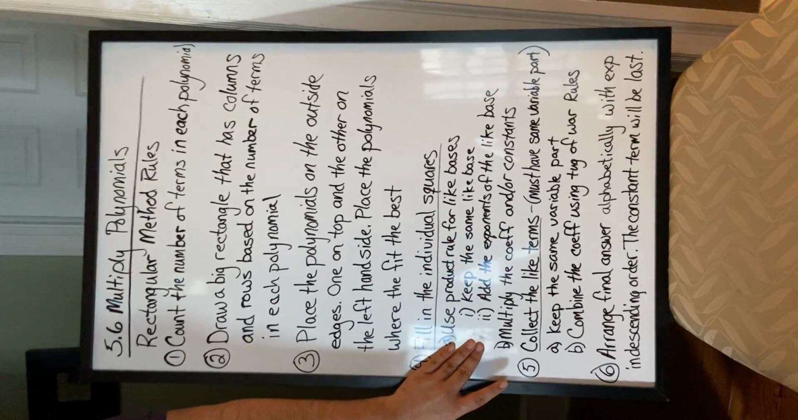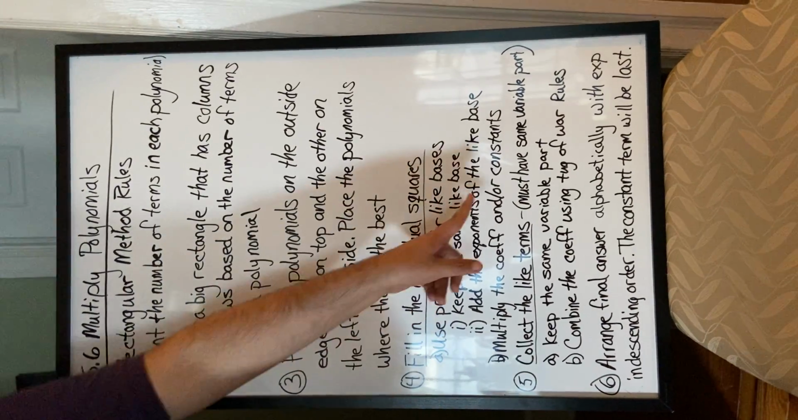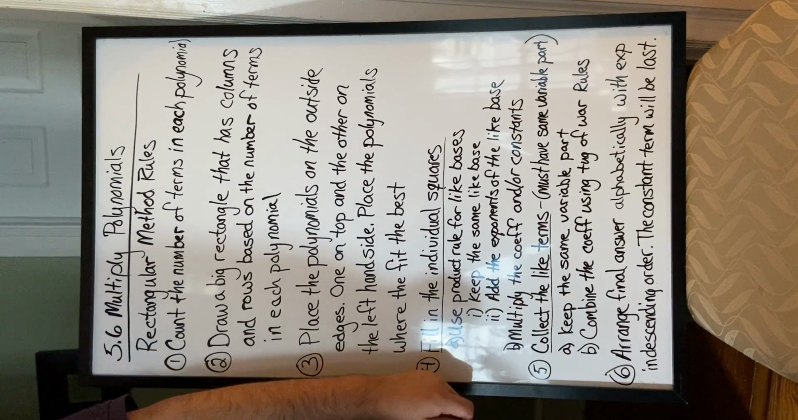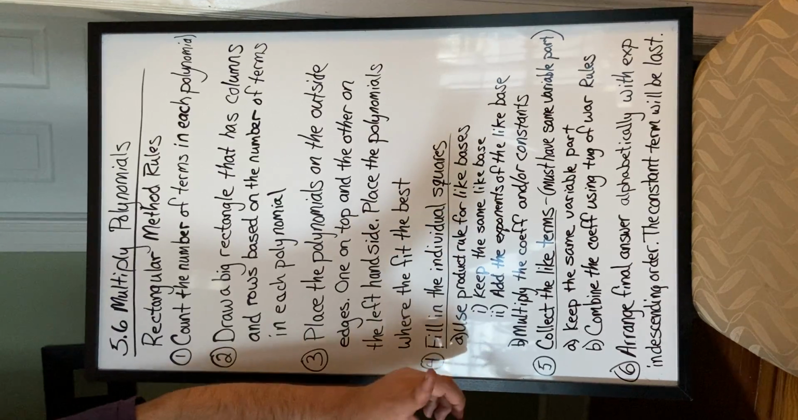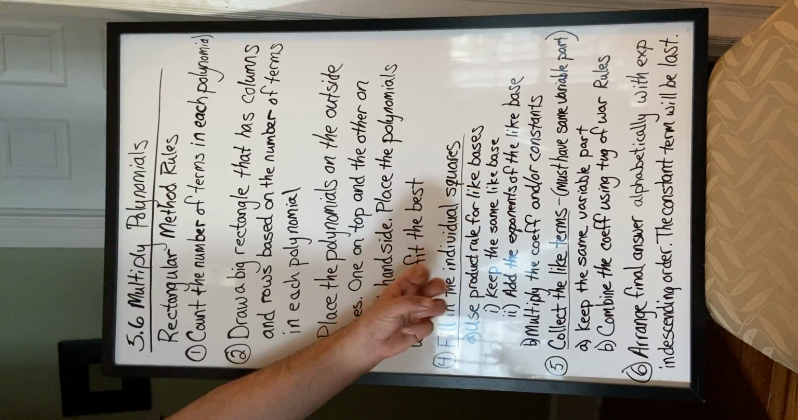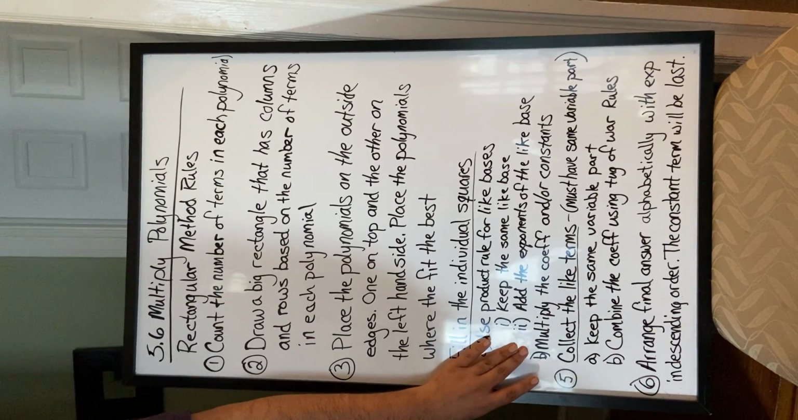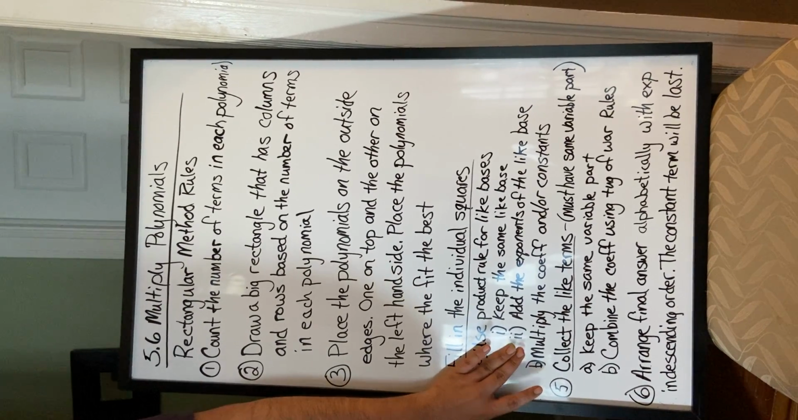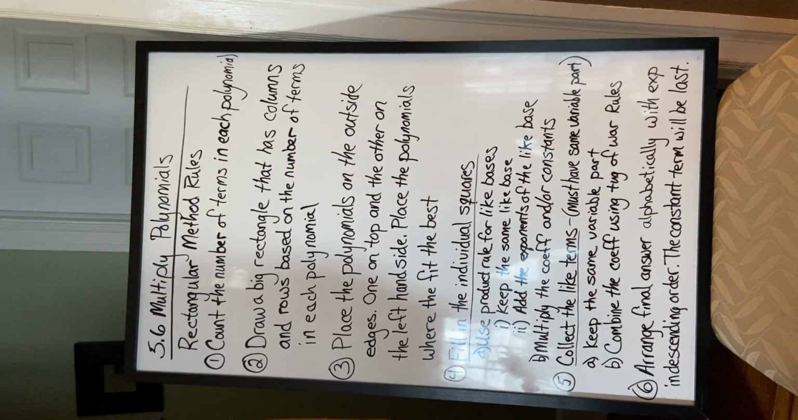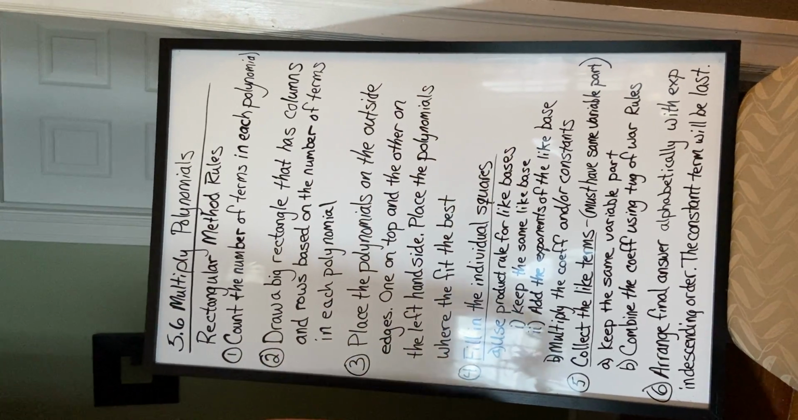Once we fill in each of the squares, the next step, we said, is collecting like terms. Remember how I told you they must have the same variable part? So when you collect them, you keep the same variable part. Remember, the variable part is the variable and the exponent. And then you're going to combine the coefficients, but this time we're going to use tug-of-war rules. Remember, back here for multiplying coefficients and constants, we use tic-tac-toe, but for combining, we use tug-of-war. And then here, we just said arrange your answer alphabetically with the exponents in descending order. The constant term will always be written last.